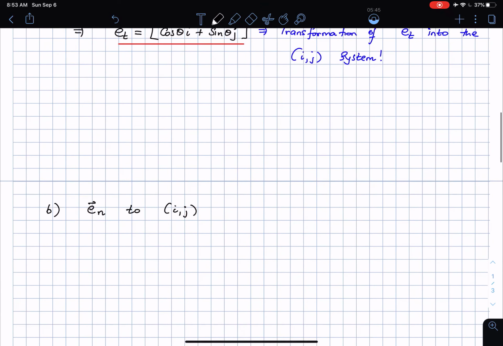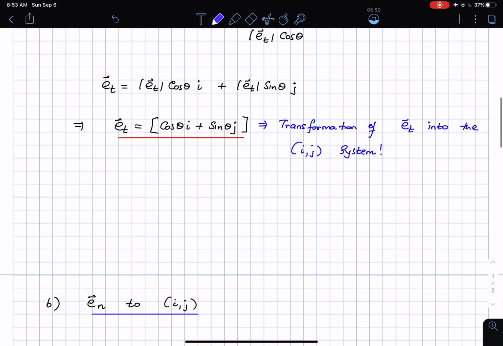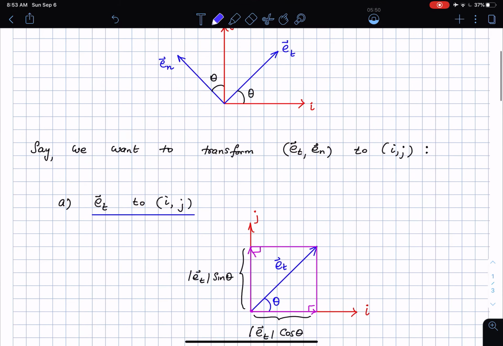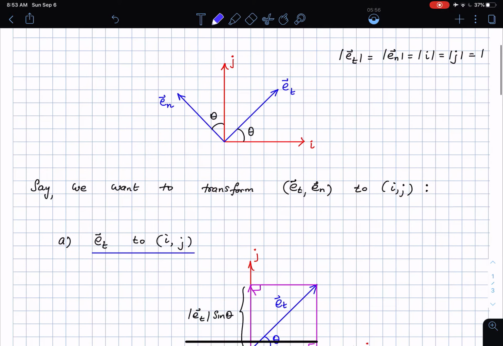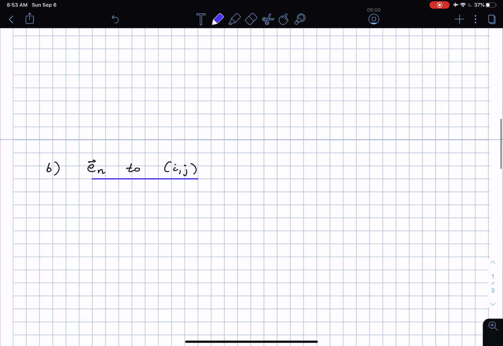Okay, how do we do this transformation? Idea is basically the same. The same way that I took this Et and broke it up into components, I do the same thing for En. So I draw IJ and then En. So draw the home coordinate, which is your IJ system, right? This is what we want to convert to. That's the first thing you want to do.